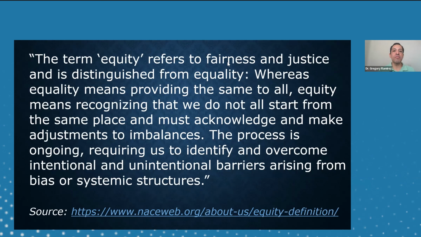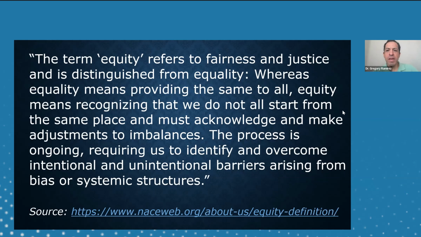As you can see, it's referring to fairness and justice, distinguished from equality. We might say, well, what about equality? I thought that's what we're going for. But as you can see here, equality means providing the same to all. Equity, on the other hand, says we don't start at the same place. We have to acknowledge and make adjustments to those imbalances, striving not just for an equal starting point, but working towards more of an equal outcome.